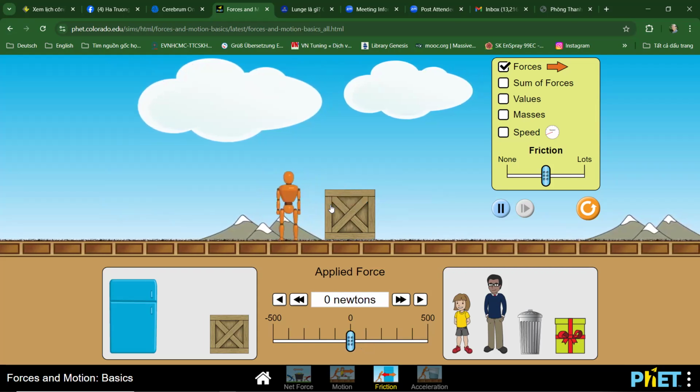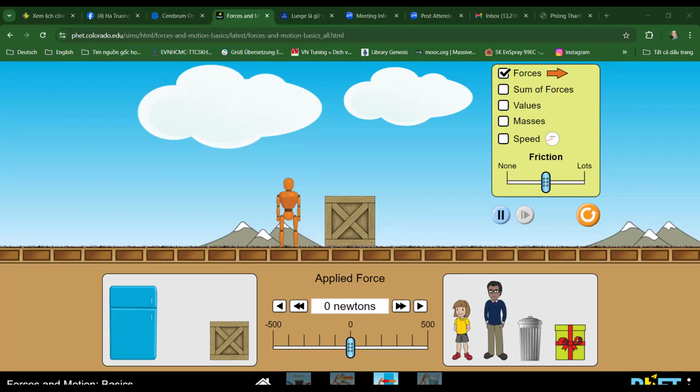So if we draw the graph about the friction force, maybe we can get this kind of graph.